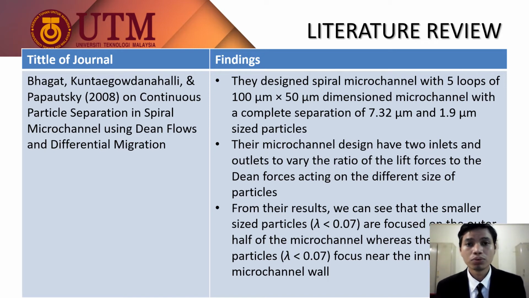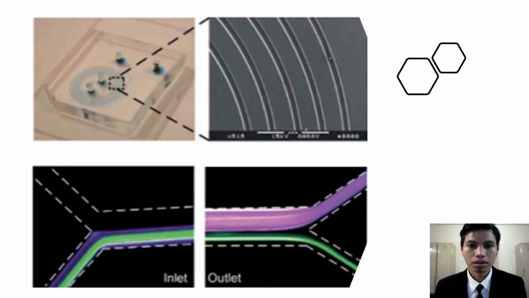From the result, we can see that the smaller size particles with confinement ratio less than 0.07 are focused on the outer half of the microchannel, whereas the larger size particles, with confinement ratio more than 0.07, focus near the inner microchannel wall. So here is their design and their result.